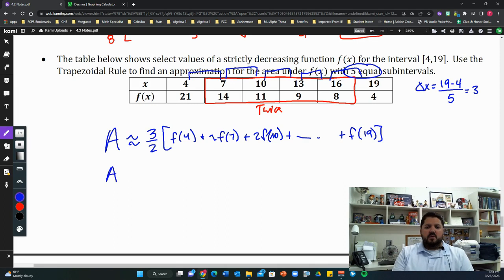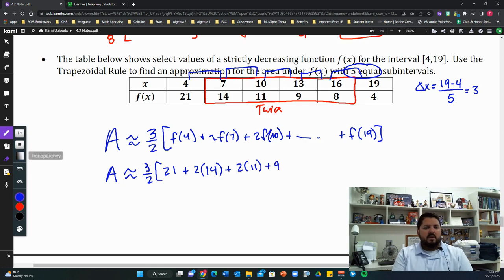So again, this step is really just if you need that to help remind yourself of what math we're doing. But if you feel confident, then we could really jump straight to these values from the table. So my first height would be 21, plus 2 times 14, since it is used as a height twice. So is 11, so is 9, and then so is 8. And then the last height of 4 is only used one time.